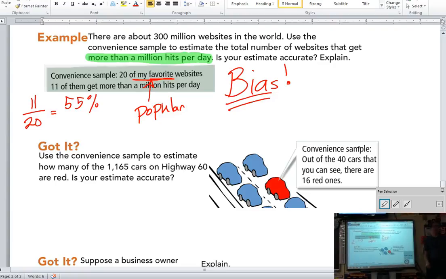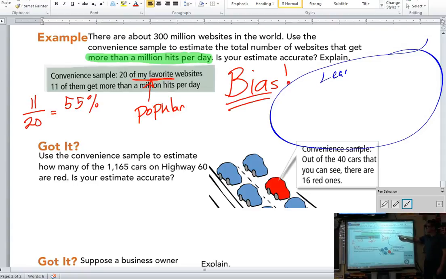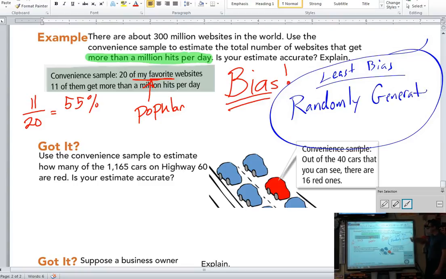Now, we could remove that bias, though. How could I remove the bias for choosing 20 websites? How could I choose these websites for the least amount of bias possible? Andrew? I was gonna say put a random generator up and just generate websites. Randomly generate your choices. Dude, I could pay you. Well, I can't because I'm broke, but that was exactly what I was looking for.